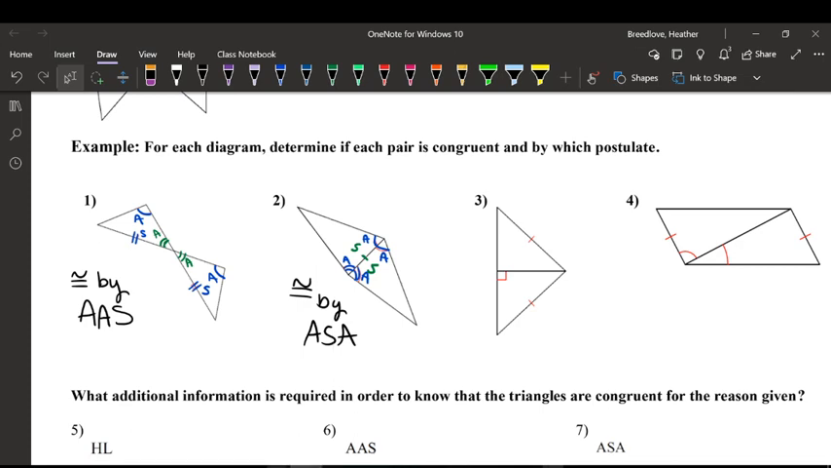All right, so number 3, I see 90 degrees, so it may be HL. Associate HL with 90 degrees. Doesn't mean it always will be, but we just know to check for it. So this is marked as 90, and because this is a straight line, it's 180 degrees, and if it's split into two angles, and one of them is 90, then the other one has to also be 90. So that means that this one is also 90. We have the hypotenuse is marked as congruent, and they share a side, which is a leg.